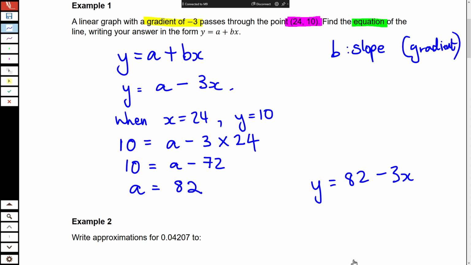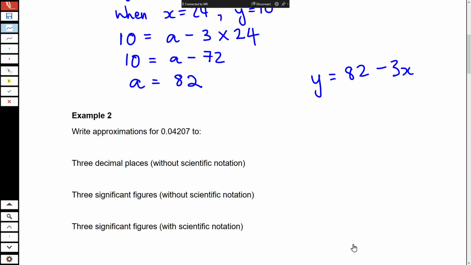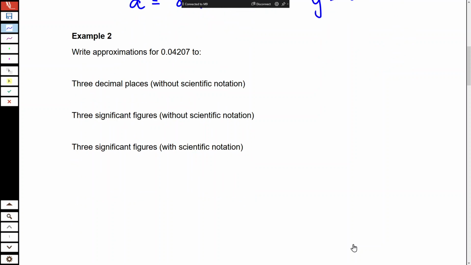Okay. All right, let's look at example 2. This question was very poorly done on the exam. I've just changed the number. 0.04207. Let's start with 3 decimal places.